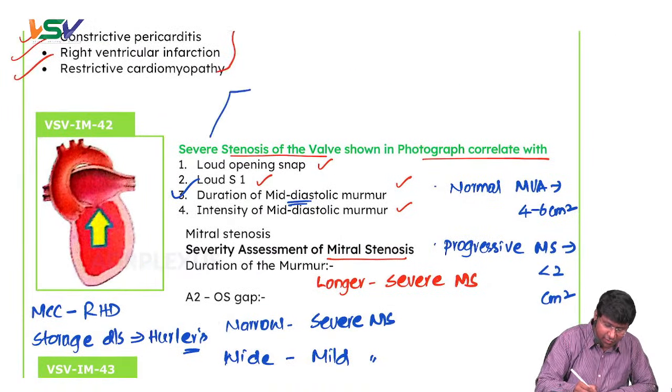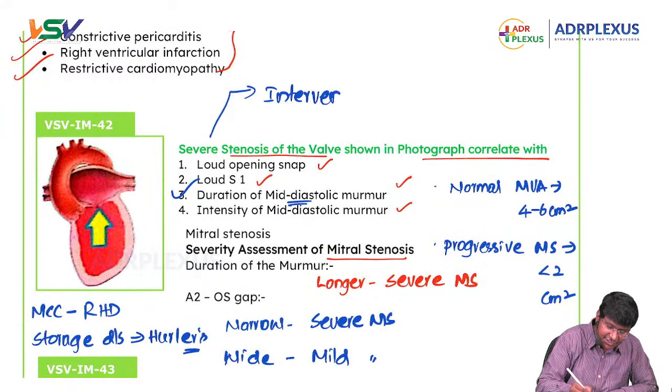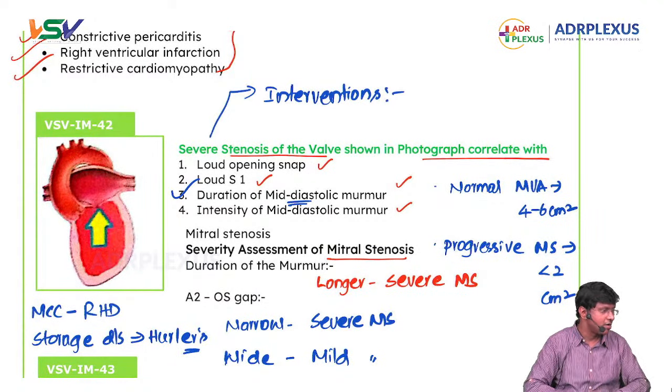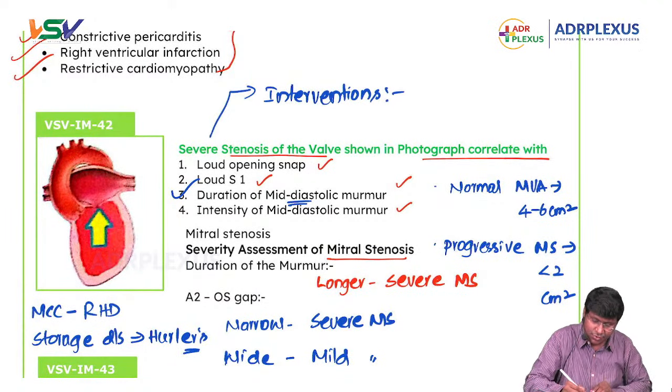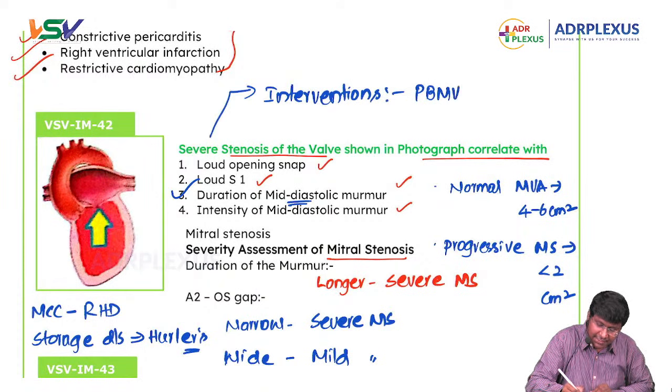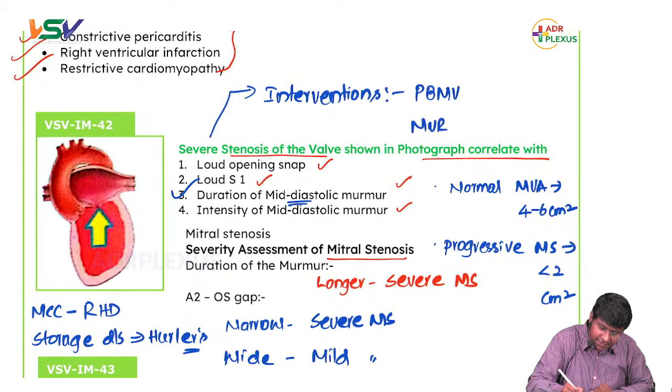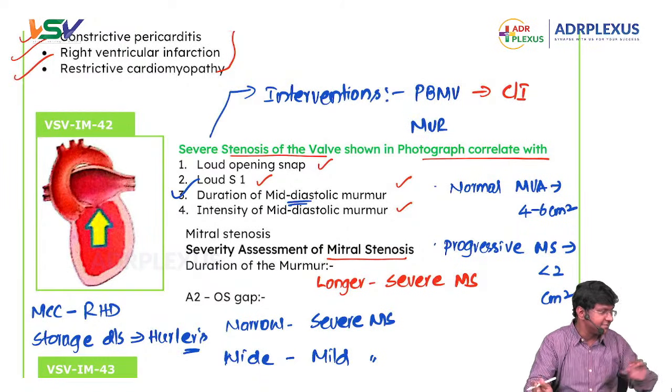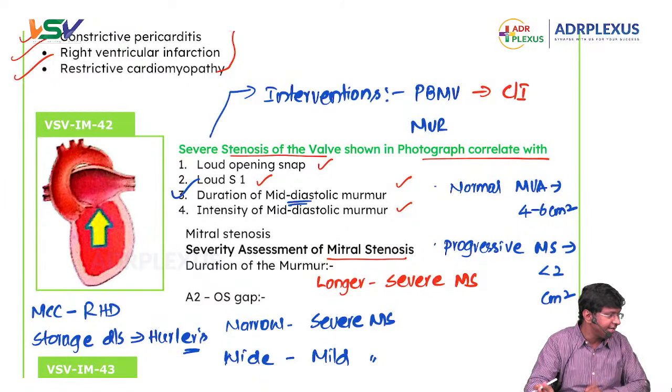Now, what are the interventions that are done in patients with mitral stenosis? Yeah, so one is PBMV and the other one is mitral valve replacement. Now tell me, what are the contraindications for PBMV?